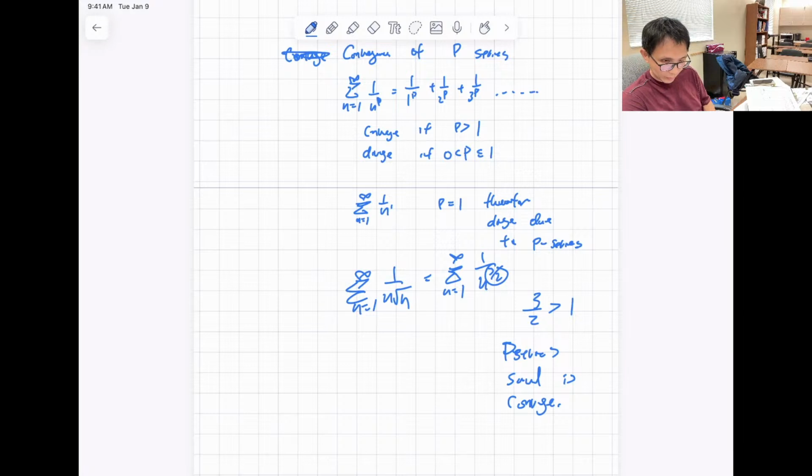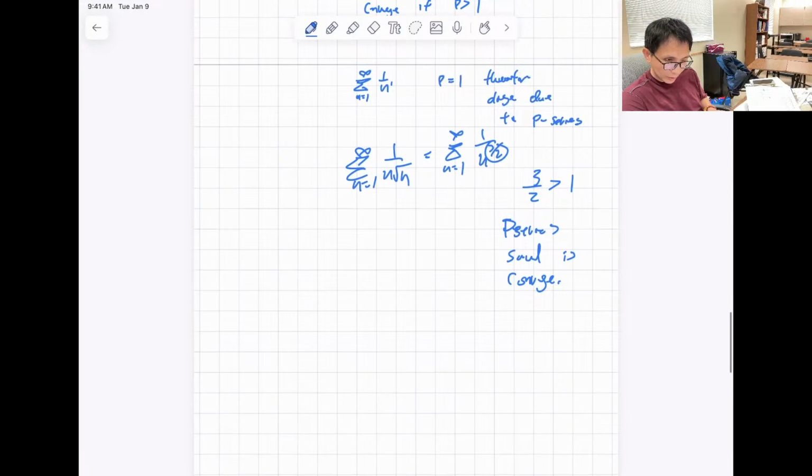What does it say on the top right of the second page? Diverge if p equals 1. Therefore, diverge due to the p-series. Yeah, I don't feel like I have good handwriting today.